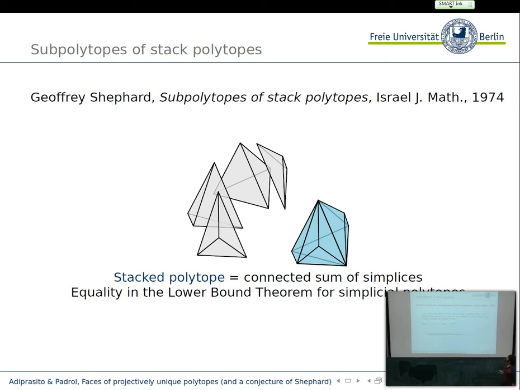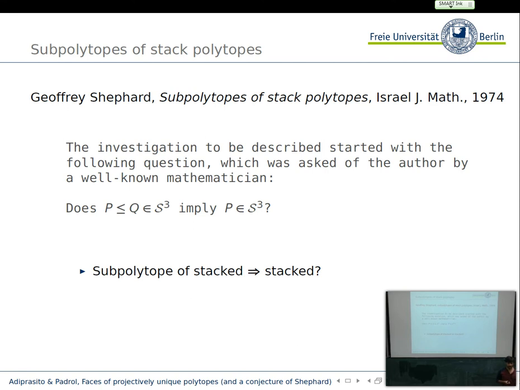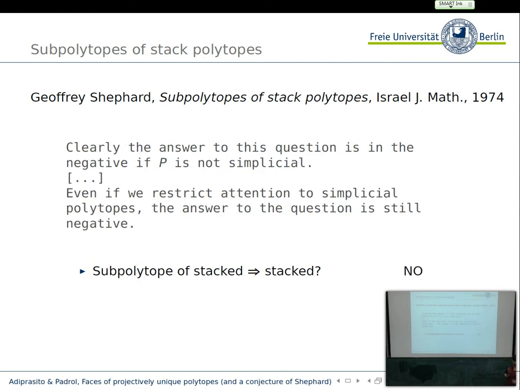And what does he say in his paper? He starts something like this. It says, well, the investigation to be described starts with the following question, which was asked to Shephard by a very well-known mathematician. And the question is: is every subpolytope of a stack polytope a stack polytope also? And he never says who this very well-known mathematician is, probably because this question is nonsense.